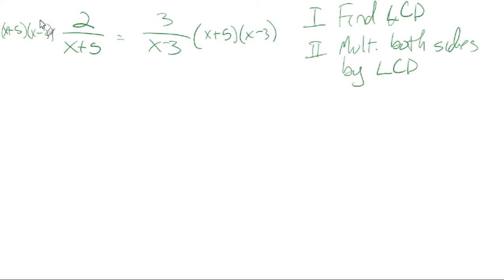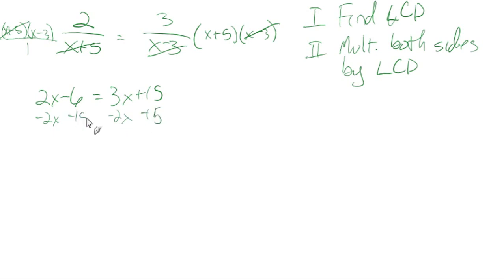Okay, on this side what happens? Well, we could put this over 1. That helps us a lot of times to see what's going on. And we see, look, there's x plus 5 here and x plus 5 here. We can cross cancel, and all that's left is x minus 3, so that we get 2x minus 6. I just distributed the 2 to this parentheses here. On this side, the x minus 3's cancel, and we get 3x plus 15. And now we solve for x. So I'm going to subtract 2x from both sides, and then subtract 15 from both sides, and get negative 21 equals x. And that is x.